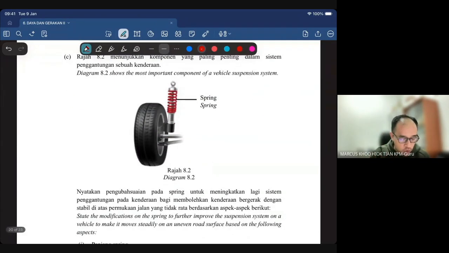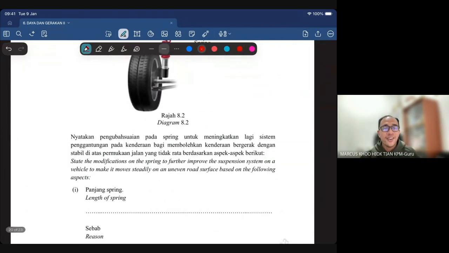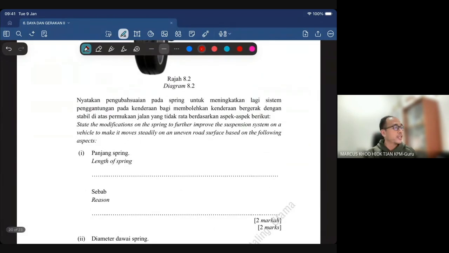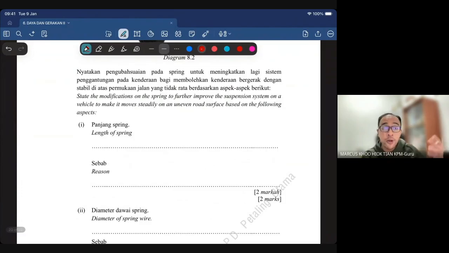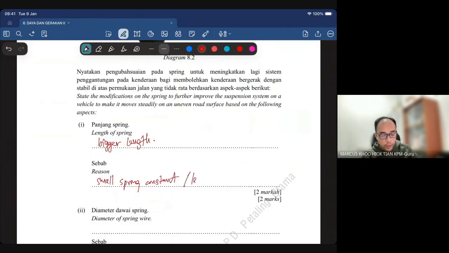Diagram 8.2 shows the most important component of a vehicle suspension system. Wow, the spring. State the modifications on the spring to further improve the suspension system of the vehicle to make it move steadily. I think it is the same question as the pram just now. So the length of the spring should be a bigger length, so that the spring constant is smaller, or it is less elastic.